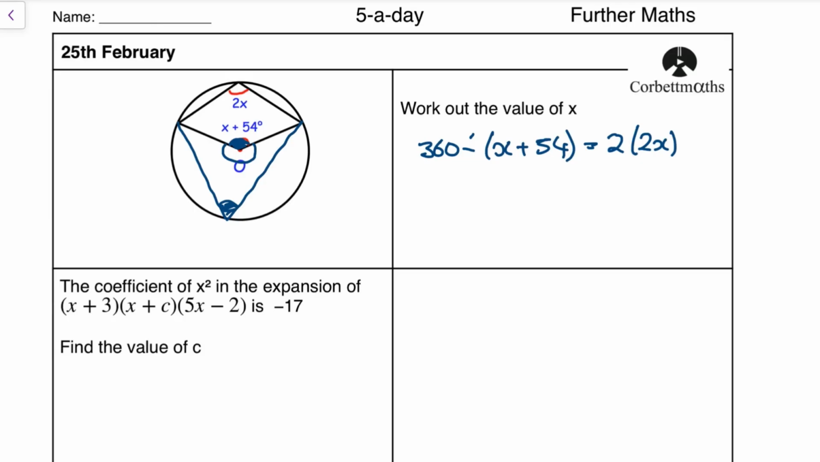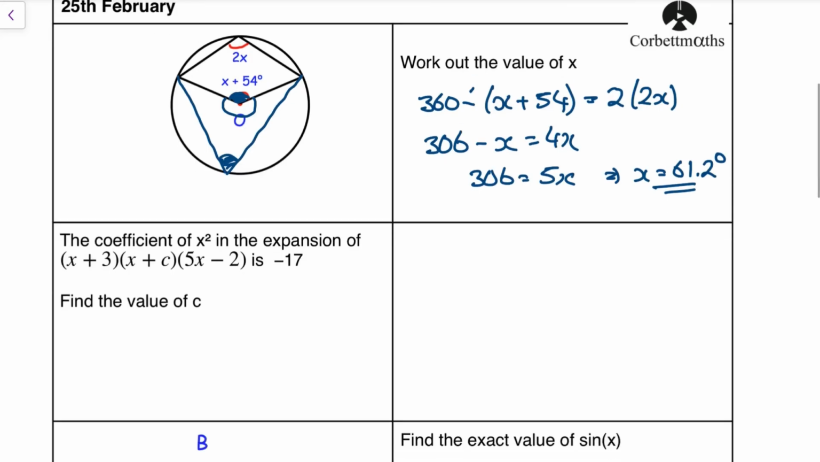Now do this carefully. 360 minus x minus 54 is going to be 306 minus x, which is equal to 4x. Add x to both sides, which means 306 is equal to 5x, which means that x is equal to 61.2 degrees. Nice question. Quite enjoyed that one.